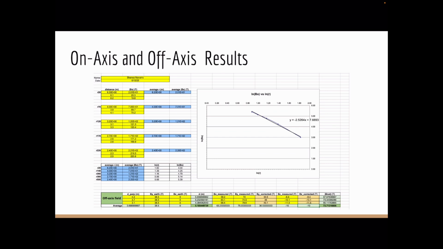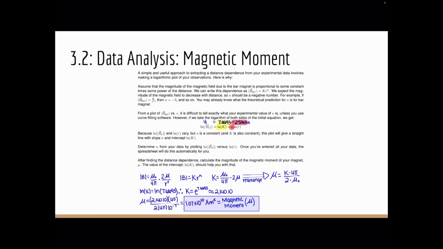For the off-axis portion, I measured the field at positions perpendicular to the magnet's axis, and then I corrected the y component of the magnetic field by subtracting Earth's contribution. This is section 3.2 in the lab, which is just my work for computing the distance dependence first using the equation from the graph and then finally calculating the magnetic moment.